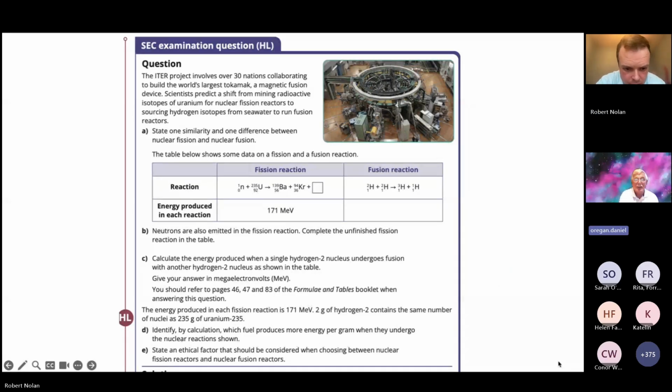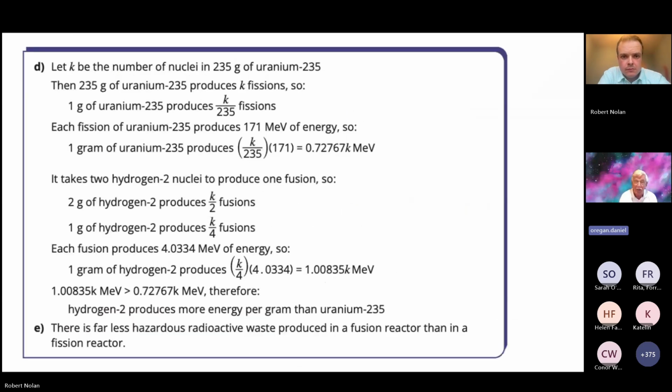The energy produced in the fission is that 2 grams of hydrogen contains the same number of nuclei as 235 of uranium-235. Okay, we're talking about the mole there, but that's not on the specs. Identify by calculation which fuel produces more energy per gram when they undergo the nuclear reaction shown. Right, if you move on to the solution, it's very straightforward, but it's very tricky. You have to think very carefully. It's not physics, it's just counting and being careful and watching out. It took me a while to get that the first time I looked at it, to get that precisely right and make it legible. But again, the information is there and it's absolutely perfect.